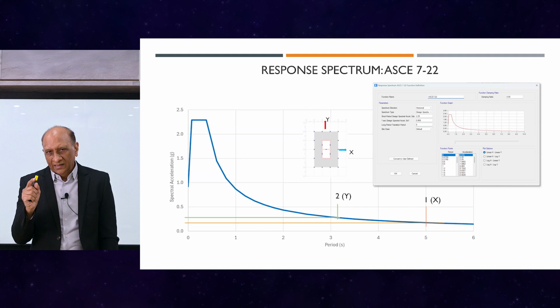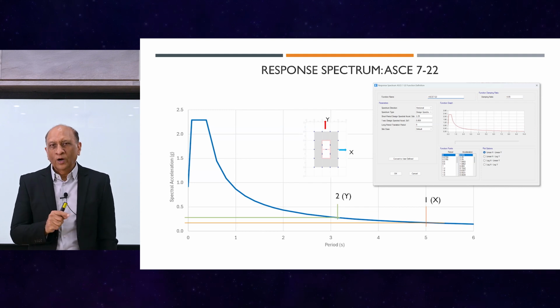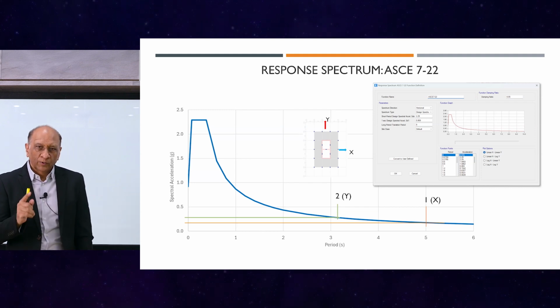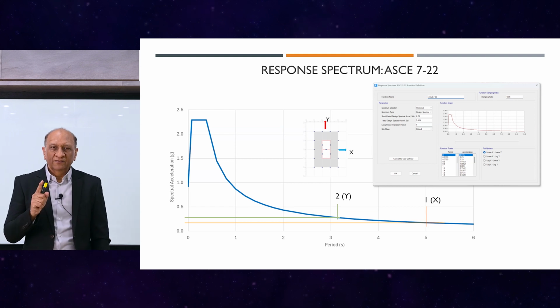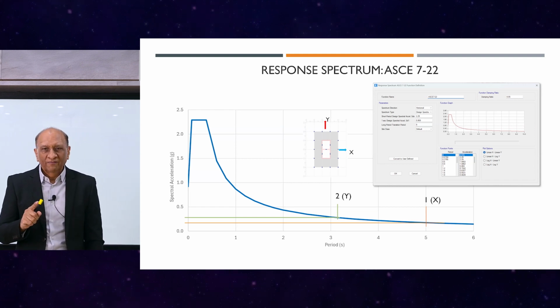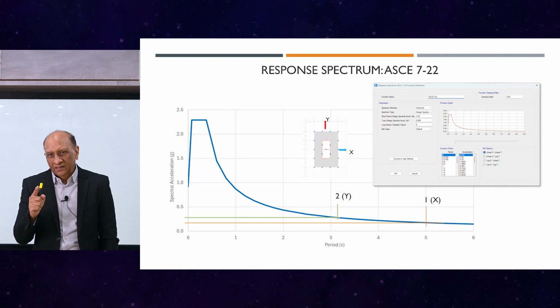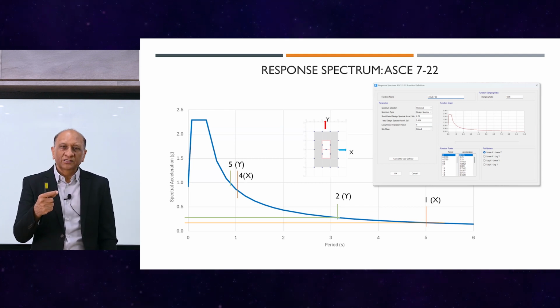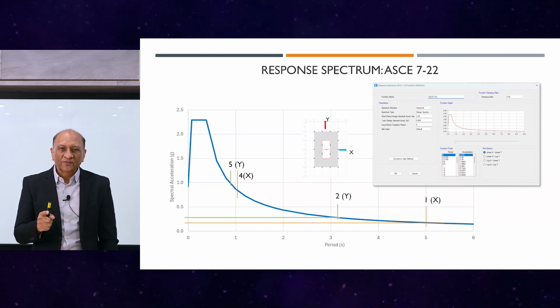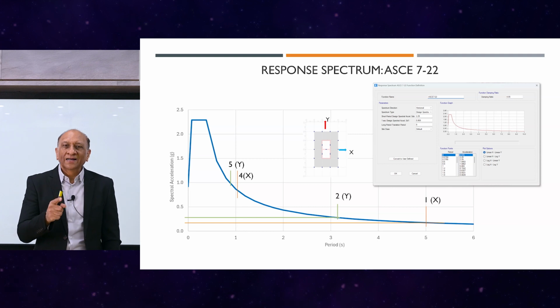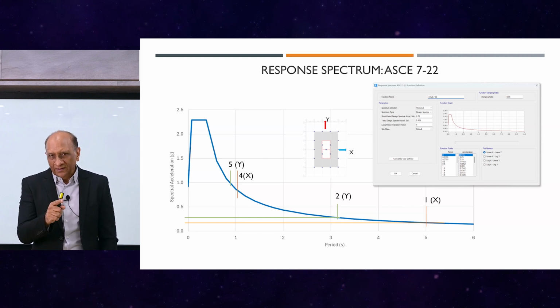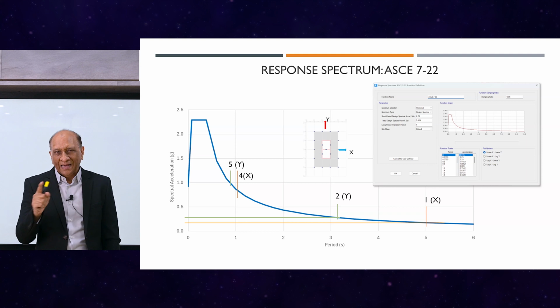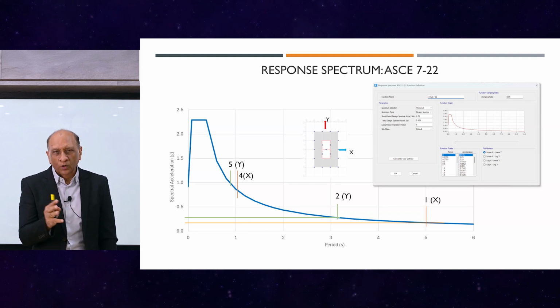We can see here that there are 2 points marked on the response spectrum. The first one is the X direction, the first mode at roughly 5 seconds, and you can see that the demand at that point is pretty low. Then the second mode in the Y direction, which is the stronger direction because of the large shear wall, is about 3.3 seconds, and we have a higher demand in this one. If you go further, you will see that the next modes in the X and Y directions have much smaller natural periods and much higher demand.